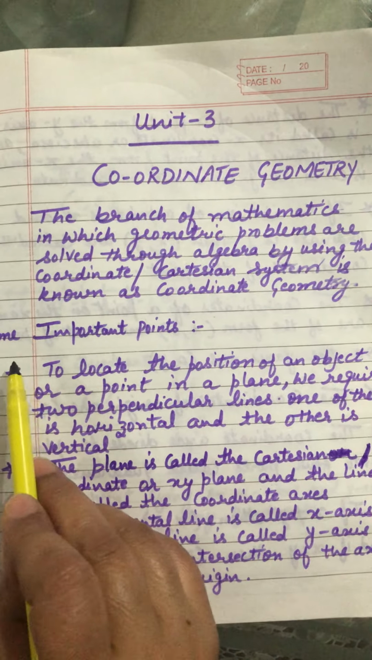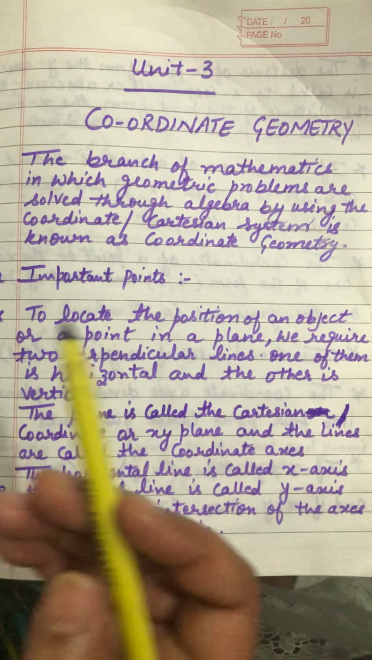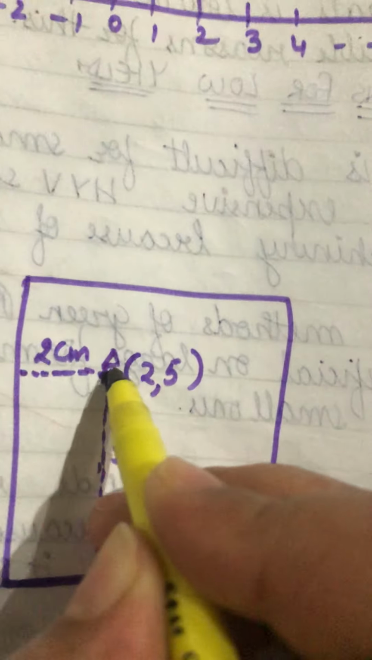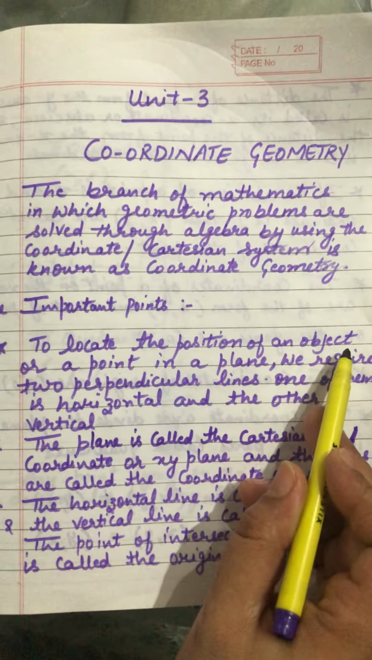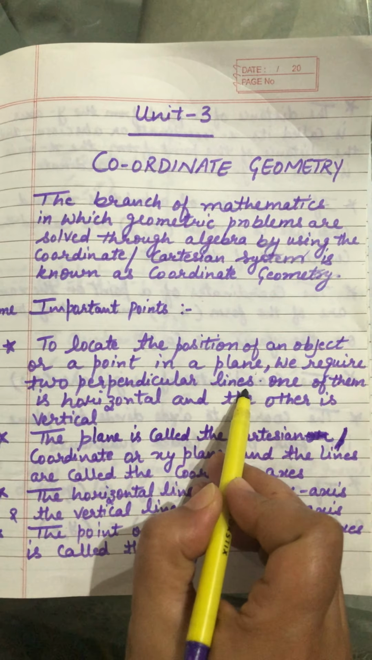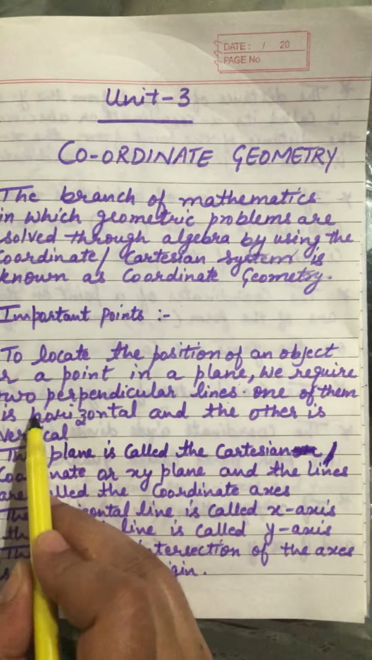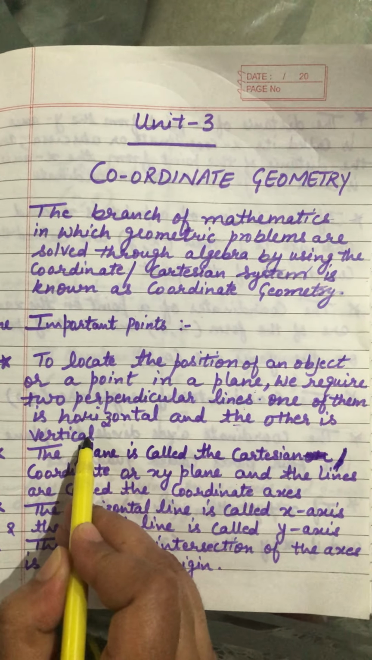I just wanted to tell you. The first point is to locate the position of an object, or here I have taken a point. You can take any object, suppose this is a table lamp or anything placed here. To locate the position of an object or a point in a plane, we require two perpendicular lines. Here we have used two perpendicular lines, one vertical and another horizontal. Again you can see we require two perpendicular lines, one of them horizontal and the other vertical.